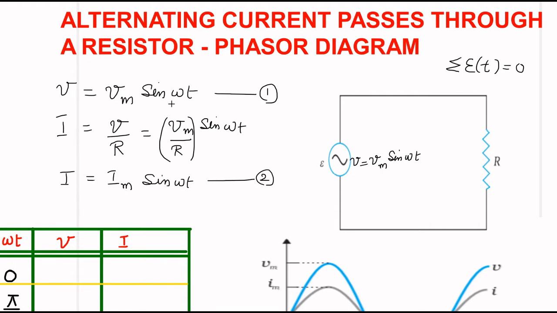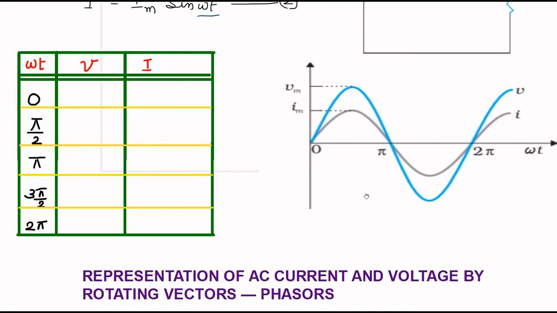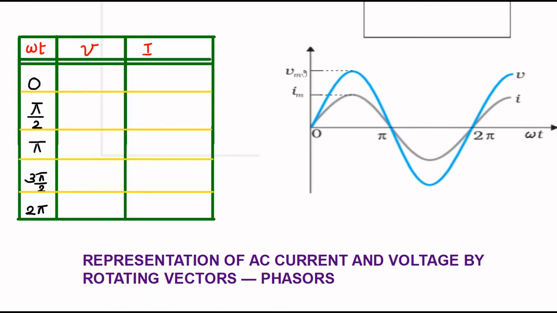Both have phase angle omega t, which means EMF and current, or voltage and current, are in phase when AC passes through a resistor, or there is no phase difference between voltage and current. Let us verify this using a graph. Look at this graph. The x-axis represents omega t, the phase angle, and the y-axis represents voltage or current.